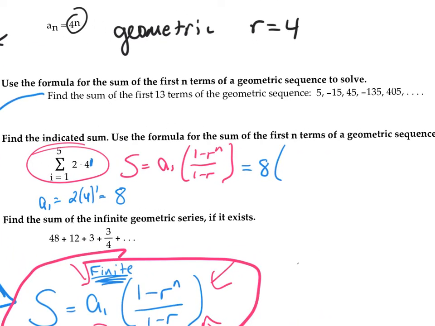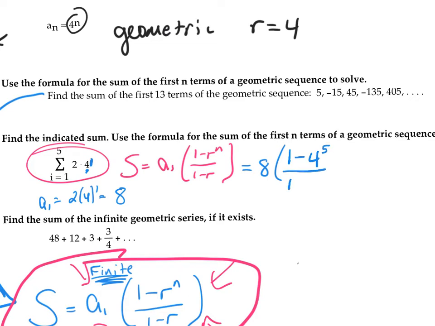Then let's look at the rest of the formula. 1 minus r. Well, what's my ratio? What am I doing? Multiplying by 4. Yep. Right there. Good. And then to the n power. Well, what's the highest number they want me to plug in? 5. Perfect.